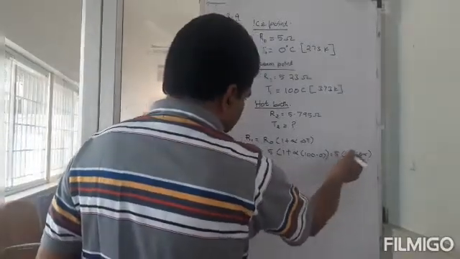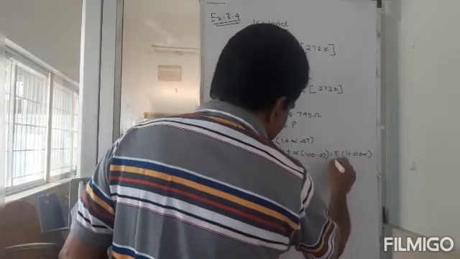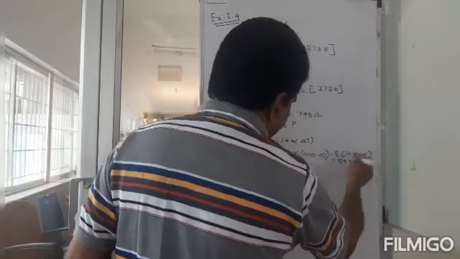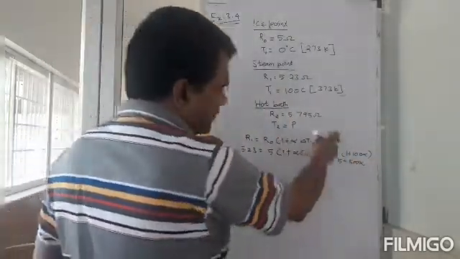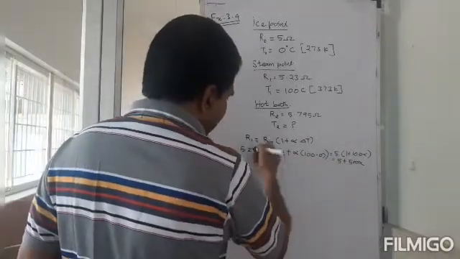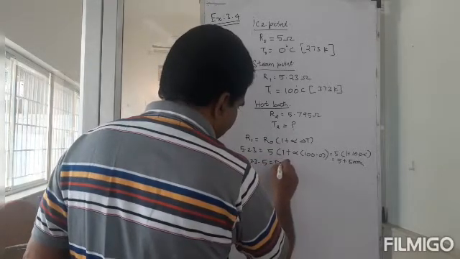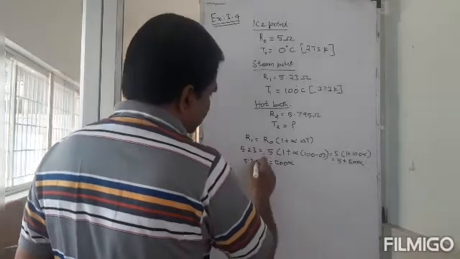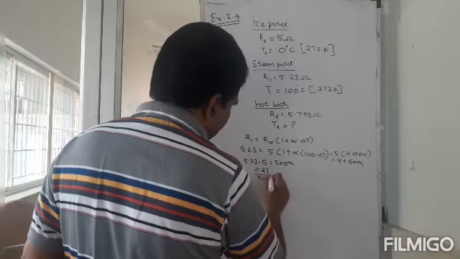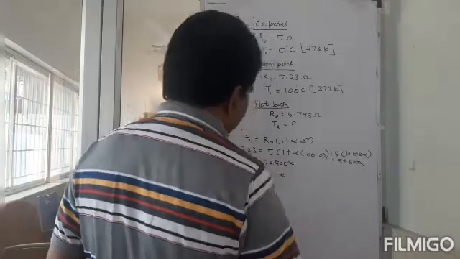So I can expand it. It will become 5 into... this will become 5 plus 500 alpha. So I'm multiplying it, taking it and multiplying it side. So I can bring this 5 to the other side. So 5.23 minus 5 is equal to 500 alpha. So 5.23 minus 5 is 0.23 by 500 is equal to alpha.